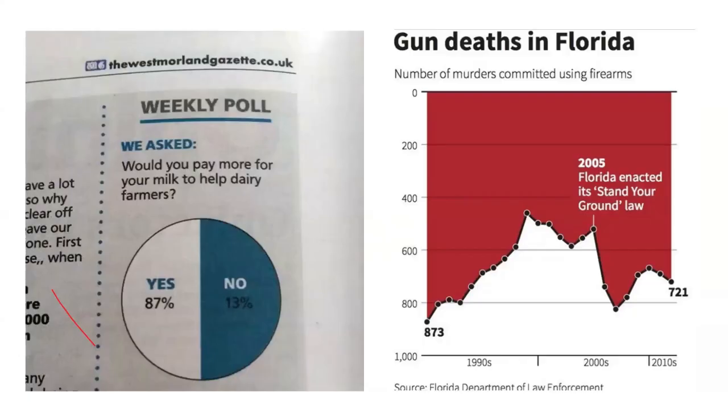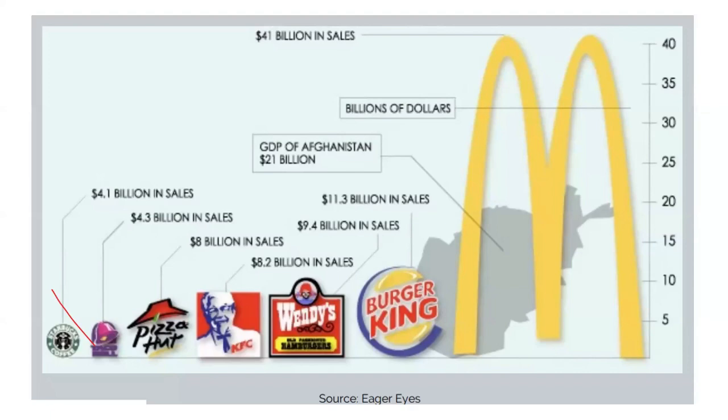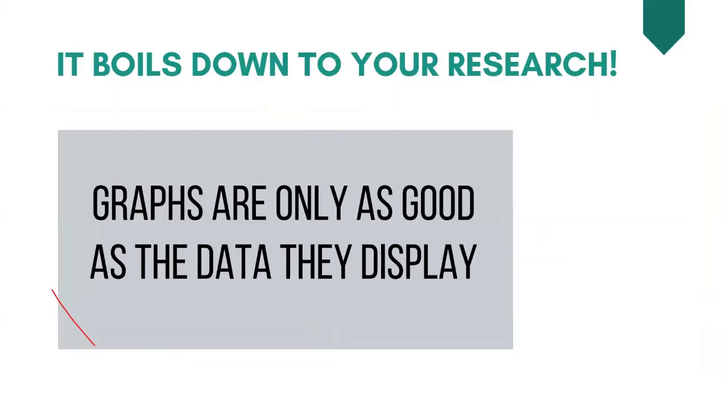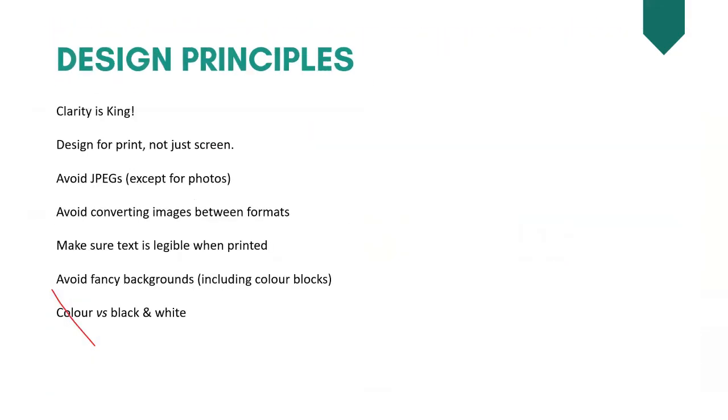So the weekly poll on the left has a gray color block on the background. No. On the right, it's simple and clear. This one, no, because you've got a map, you've got a color block. Actually, it's just unnecessary clutter that doesn't help us. The one on the left here, probably better.